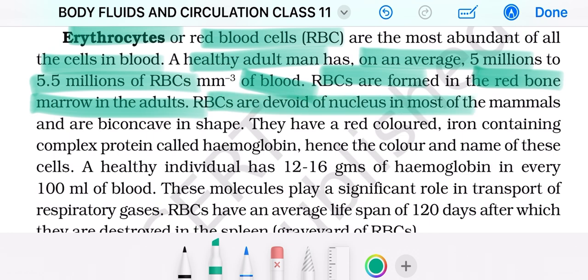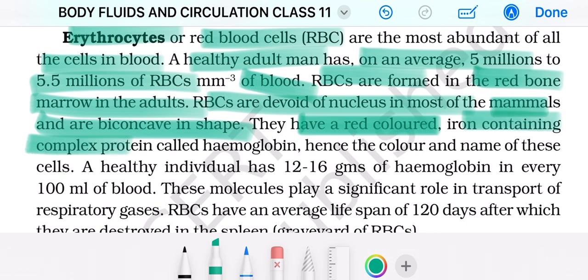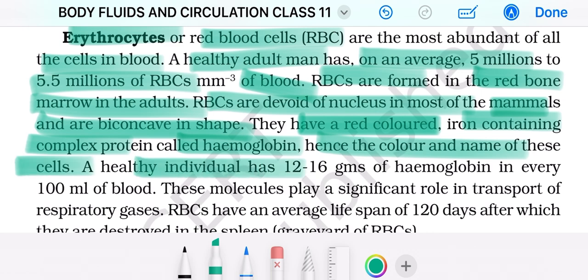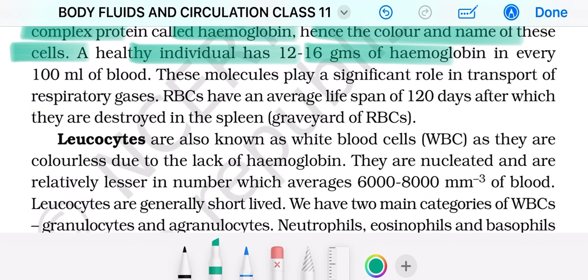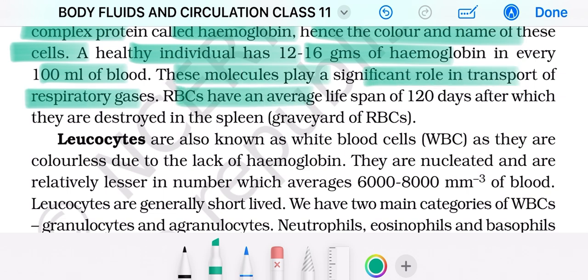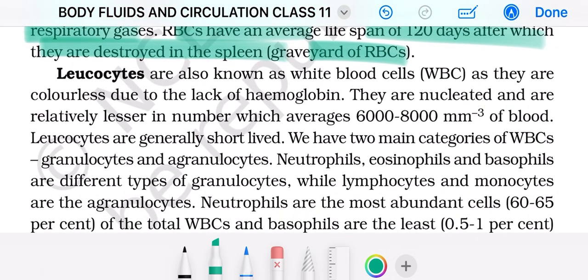RBCs are devoid of nucleus in most of the mammals and are biconcave in shape. They have a red colored, iron containing complex protein called hemoglobin, hence the color and name of these cells. A healthy individual has 12 to 16 grams of hemoglobin in every 100 ml of blood. These molecules play a significant role in transport of respiratory gases. RBCs have an average lifespan of 120 days, after which they are destroyed in the spleen. Spleen is called the graveyard of RBCs or reservoir of RBCs.